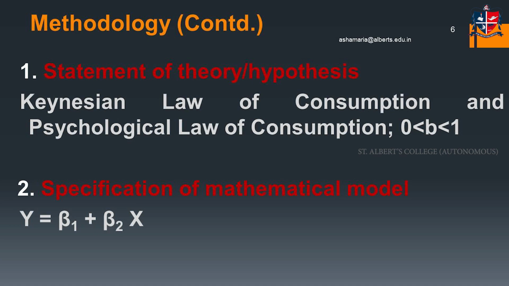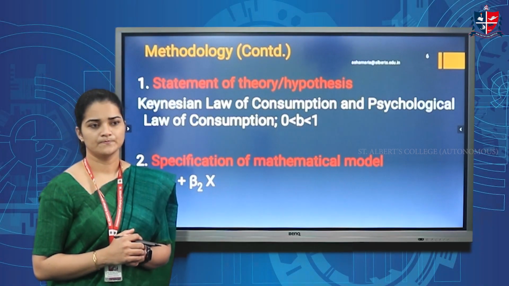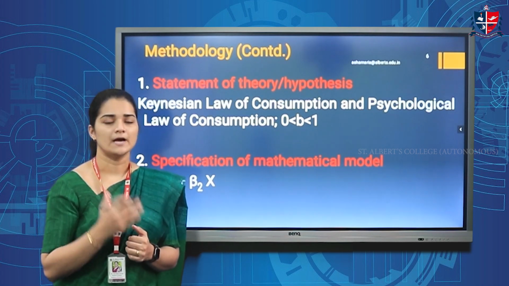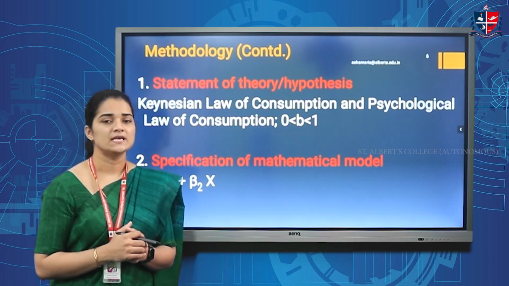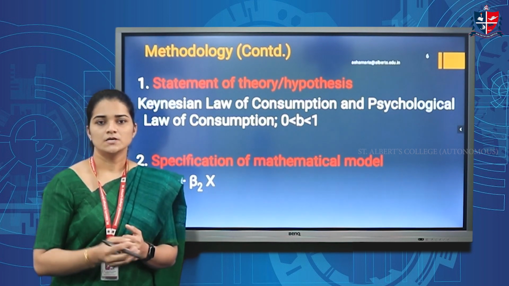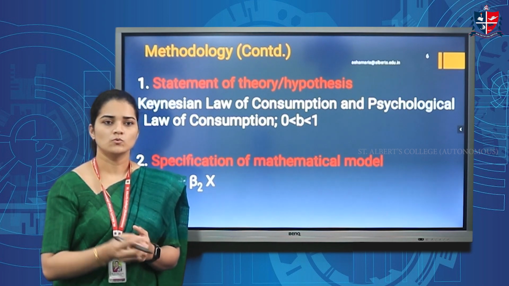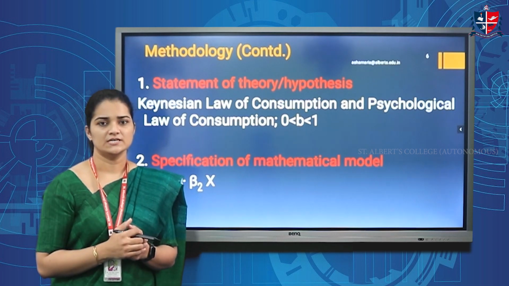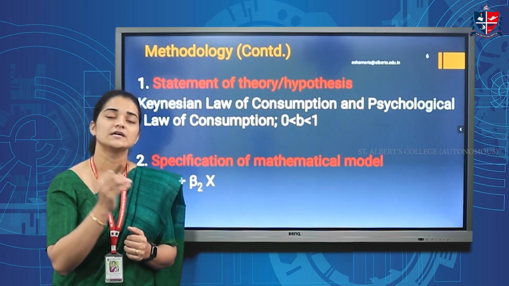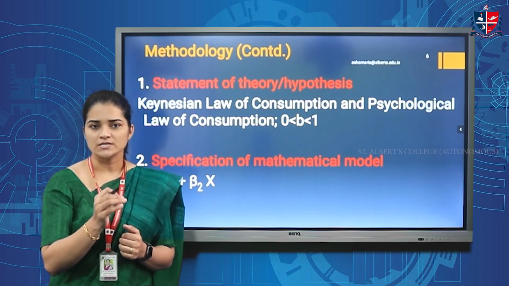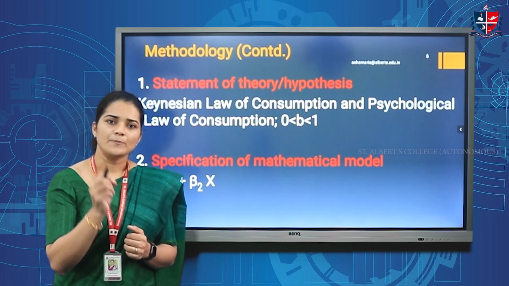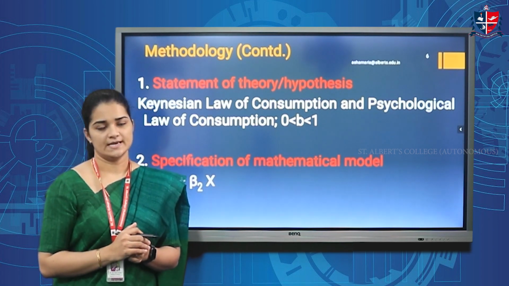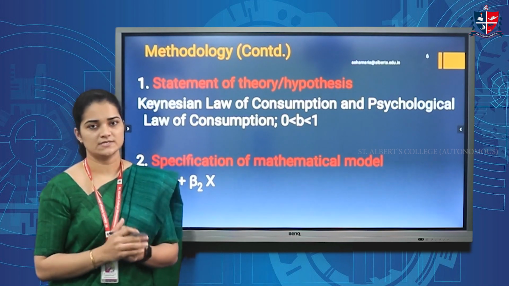So the first step is statement of theory or hypothesis. Let us take the example of the Keynesian consumption theory, which is known as the absolute income hypothesis. This hypothesis is based on the psychological law of consumption. So what is the absolute income hypothesis? According to Keynes, consumption expenditure is dependent on the absolute level of the current disposable income. And the psychological law states that the marginal propensity to consume, that is B, is always greater than 0 but less than 1. So we have a theory and a hypothesis in place.